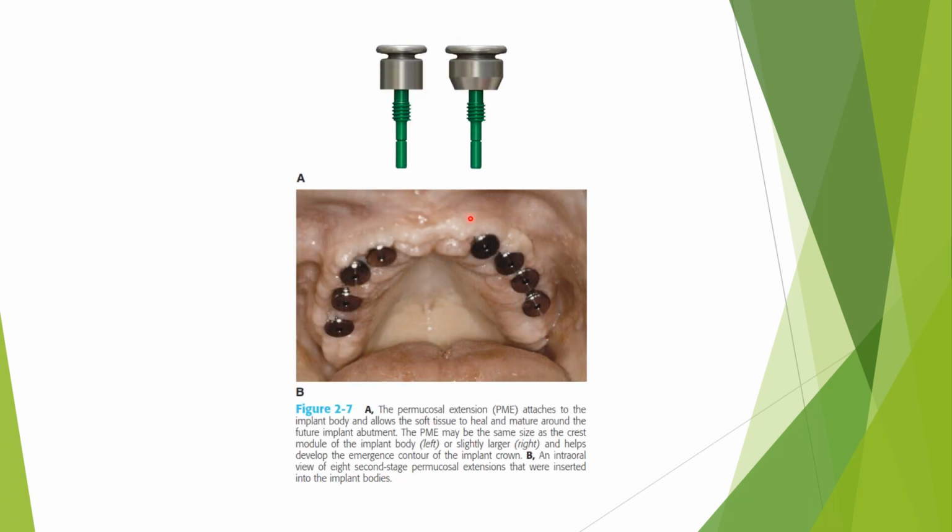Here, this is the permucosal extension which attaches to the implant body and allows the soft tissue to heal and mature around the future implant abutment. And they may be the same size as the crest module of the implant body or slightly larger and help to develop the emergence contour of the implant. So this is an intraoral view of 8 second stage permucosal extensions that were inserted into the implant bodies.